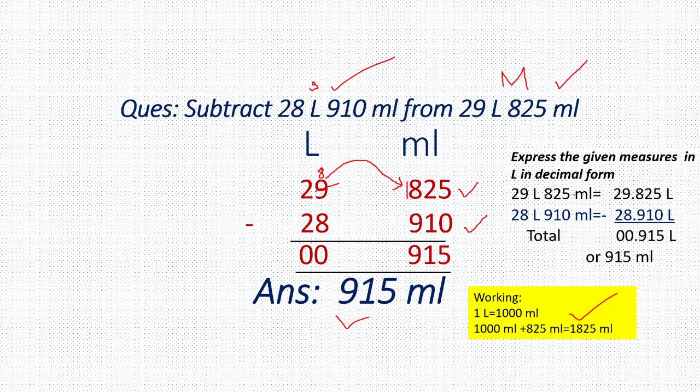And you can do it in this way also. Express the given measures in liter in decimal form. Then you all know 29 liter 825 milliliter can be written as 29.825 liter, and 28 liter 910 milliliter can be written as 28.910 liter. After subtraction we are getting 0.915 liter as the answer, or you can also say 915 milliliter. Moving to the next page.